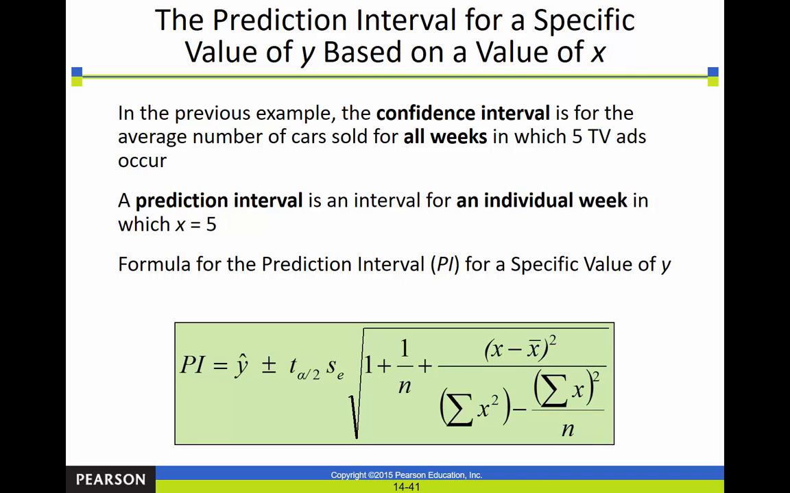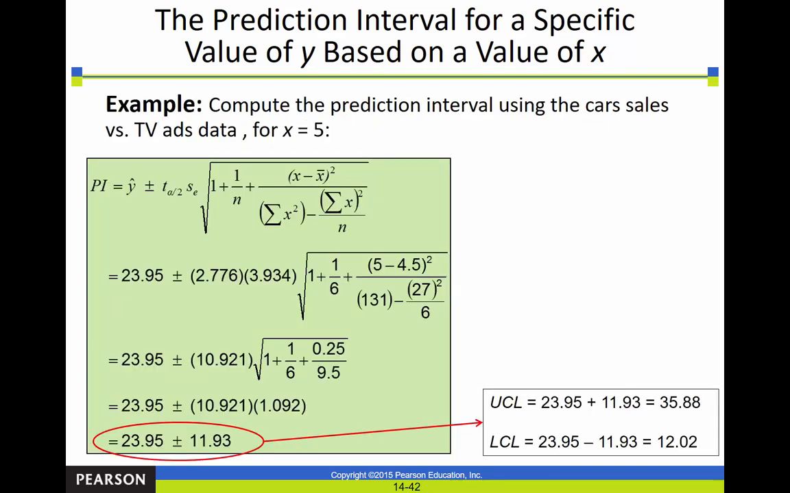But if you think about it, since we're multiplying it by the square root of that, all that happens by us adding that 1 is that we're going to add a certain amount of variability to this. In other words, our limits, lower and upper, are going to be lower and higher. So we're going to say we're less certain for the prediction of any specific prediction interval than we are for a confidence interval. Again, it's just math. Crank the numbers, and you'll see 35.88 and 12.02.